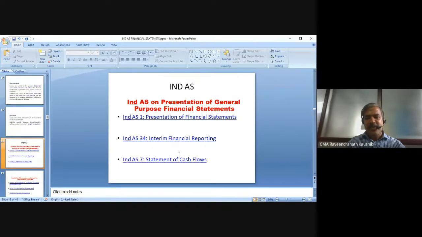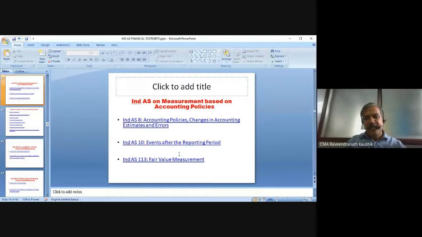34 is interim financial reporting, and of course AS 7, which talks about the cash flow statement. So this comes under presentation of general purpose financial statements. Similarly, we have measurement based on accounting policies.